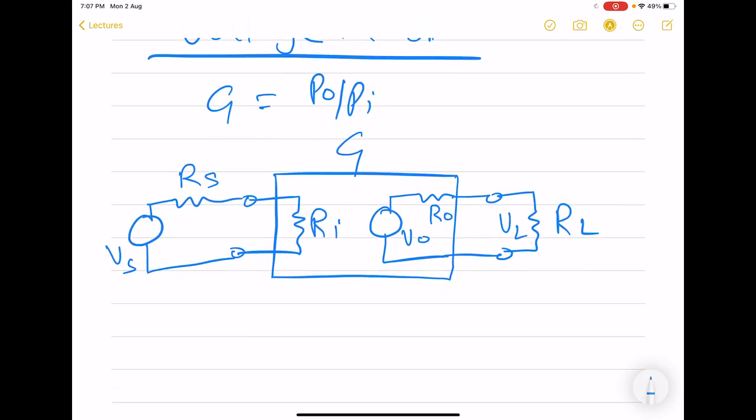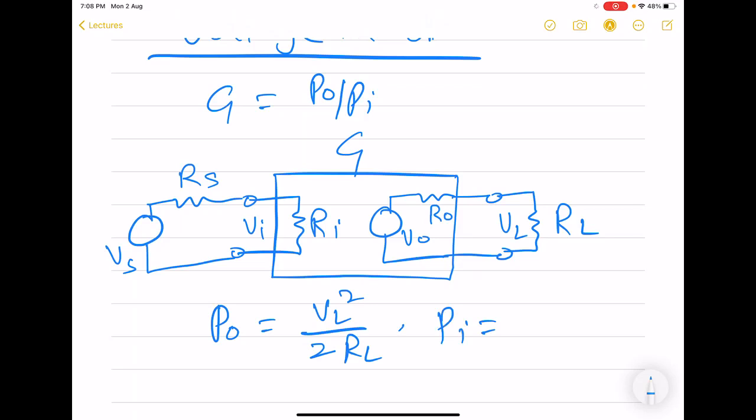Load experiences voltage VL and input resistance experiences voltage VI. So we will now convert this output power into voltages. So we know that this output power PO is equal to VL square divided by 2RL, where VL and VI and other voltages are peak amplitudes.